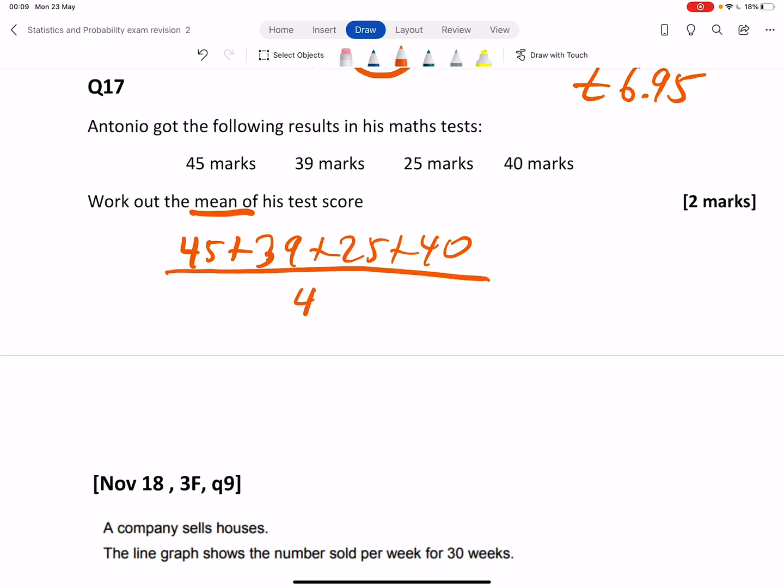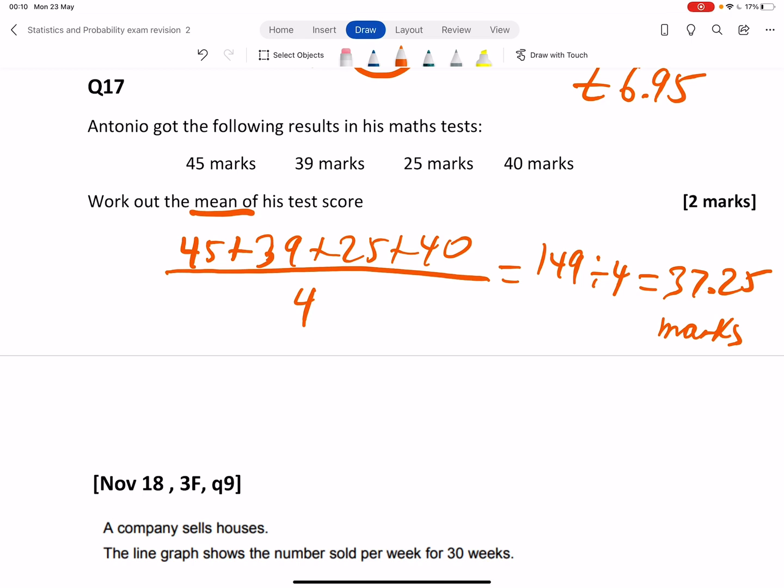So we've got 4 of them, 4 tests. So total of the marks divided by the number of tests. Okay, so let's just add up these numbers. 45 plus 39 plus 25 plus 40 gives you 149. And I'm going to divide that by 4, which is 37.25 marks.